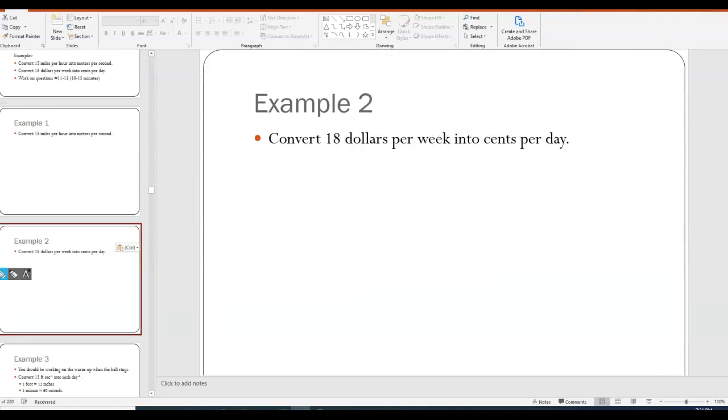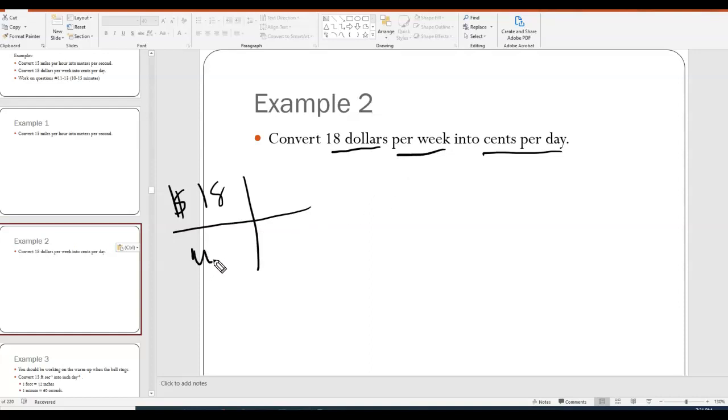Example 2 says convert $18 per week into cents per day. So as always, you start with what you're given. I have $18, and because I have a per in there, the per tells me something is on the bottom, so $18 per week. I need to convert dollars to cents, and I need to convert weeks to days, and it makes no difference which one I do first.